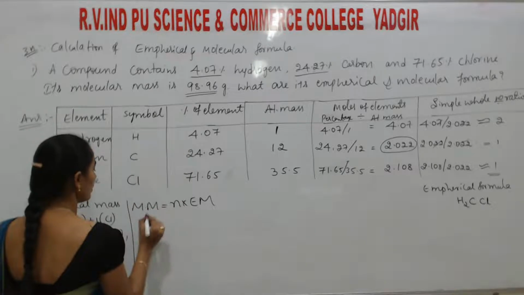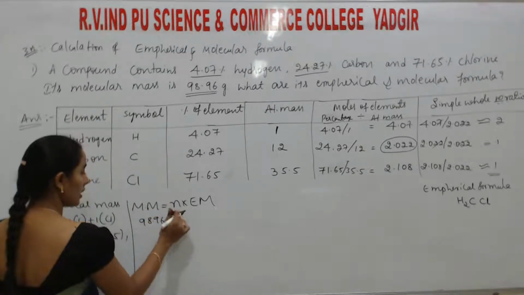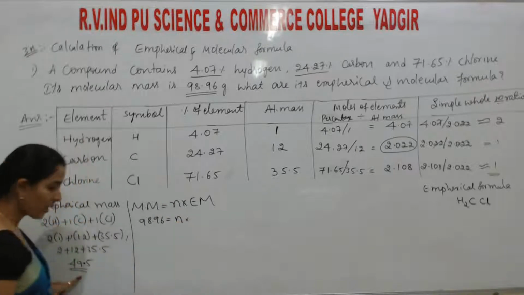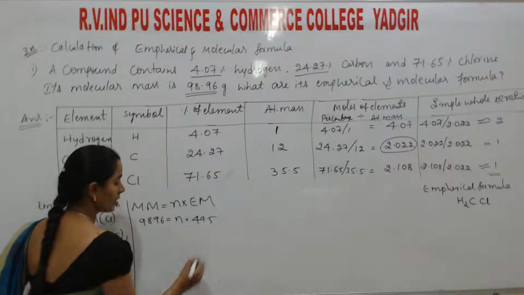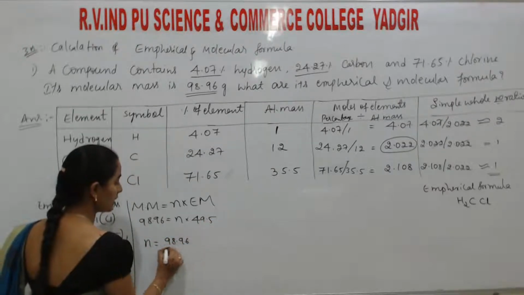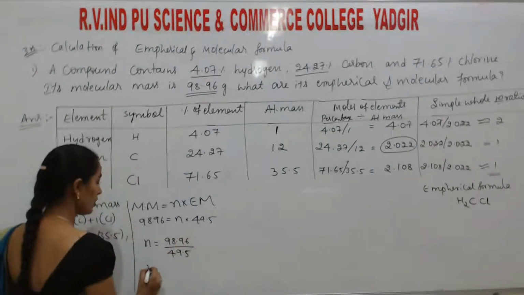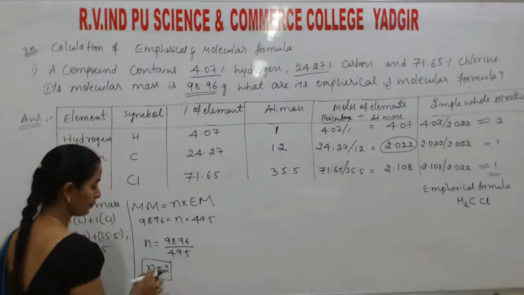Molecular mass they have given, 98.96. n we don't know. Empirical mass we calculated from the formula, that is 49.5. So students, n is equal to 98.96 divided by 49.5. So n is equal to approximately 2.